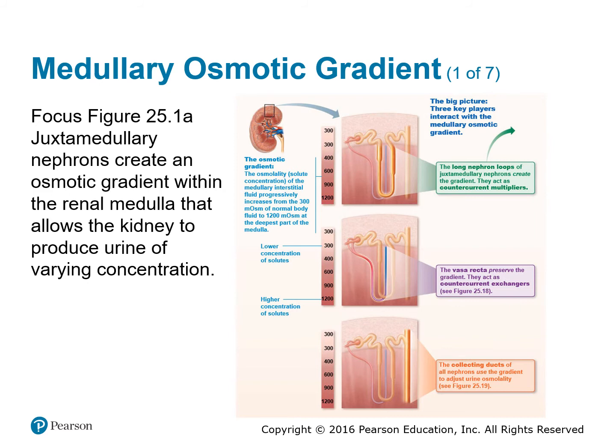Okay, so juxtamedullary nephrons create an osmotic gradient within the renal medulla that allows the kidney to produce urine of varying concentrations. Okay, so you see this big picture. So 3 key players interact with the medullary osmotic gradient. Okay, so long nephron loops of juxtamedullary nephrons create the gradient. They act as countercurrent multipliers. Vasa recta preserves the gradient. They act as countercurrent exchangers. The collecting ducts of all nephrons use the gradient to adjust urine osmolality. Good.